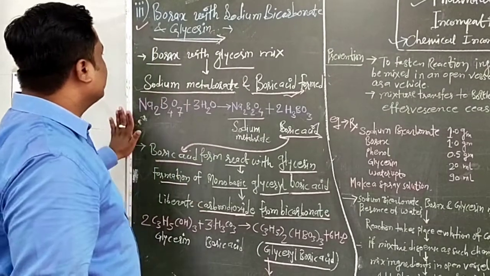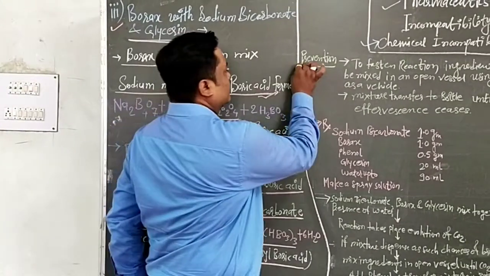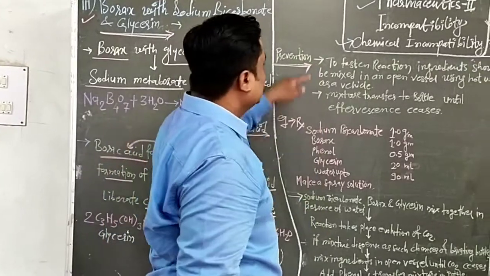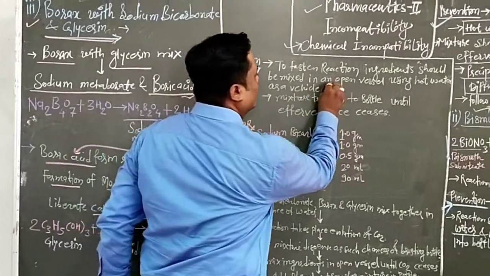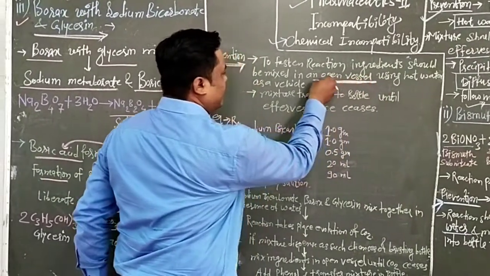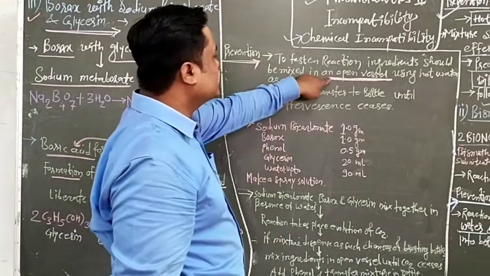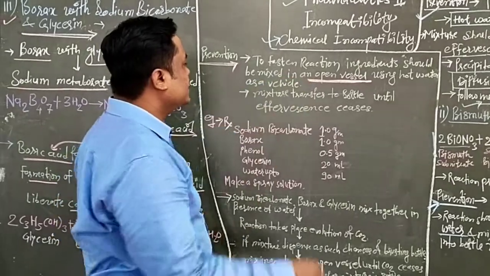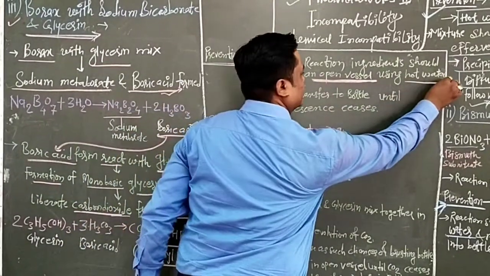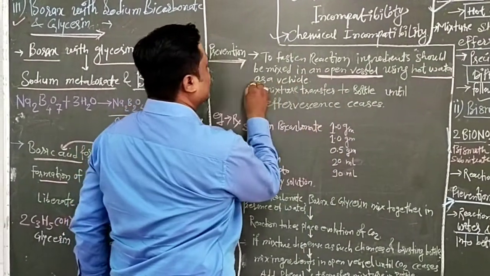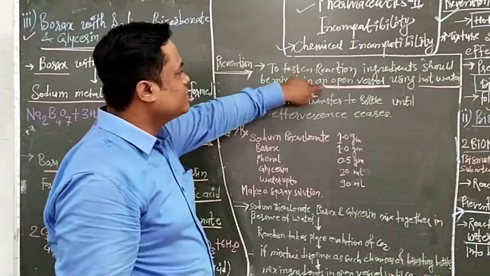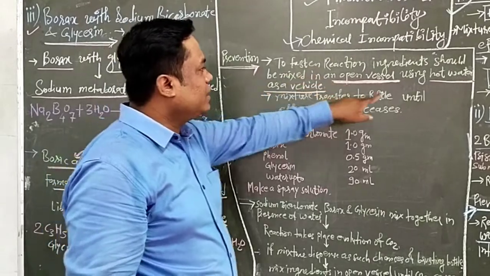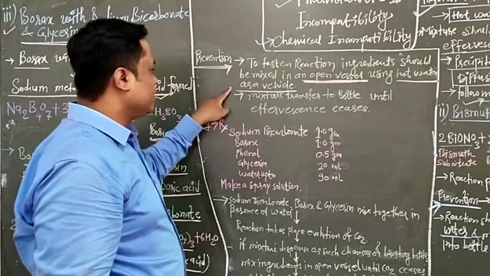Then what is the method of prevention for this reaction? The simple prevention method: to fasten the reaction, all ingredients should be mixed in an open vessel. Reaction faster करने के लिए क्या करेंगे? सभी ingredients को open vessel में add करेंगे using hot water as a vehicle. According to the prevention method, ठीक है, सबसे पहले क्या करना है? सभी mixture को आपको open vessel में add करना है और उसमें क्या add करना है? Hot water as a vehicle.